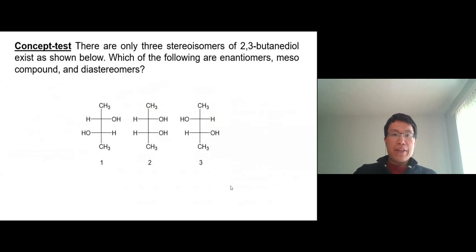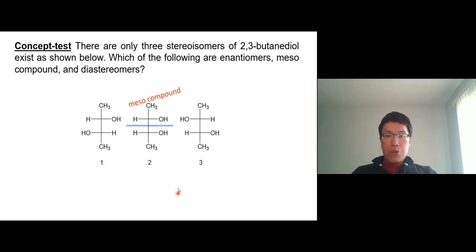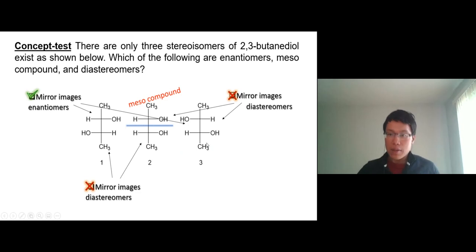All right. This one, we have 2,3-butanediol. Diol means there are two alcohols. So we have two alcohols. What we got? There are only three stereoisomers of 2,3-butanediol. So this guy right here. Which of the following are enantiomers, meso compound, or diastereomers? Okay. Meso compound, find the one, number two, totally. Meso compound, there's a plane of symmetry right there. Okay. So one and three, right, left, left and right. So they are mirror images. Yes. So they are enantiomers. All right, and of course, one and two are not mirror images, so they are diastereomers. And same thing, two and three, not mirror images, so they are diastereomers.